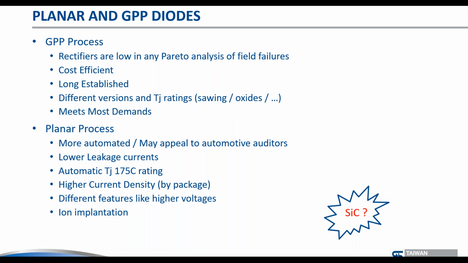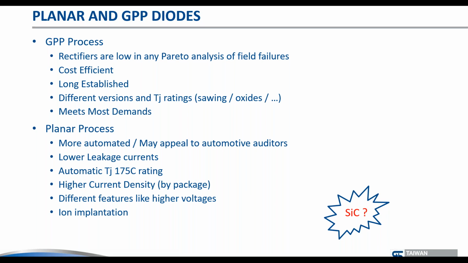Rectifiers are low in any Pareto analysis of field failures, so normally we don't get a lot of field failures returned. Beware that we are always shipping these things in the billions, and we're always some of the hottest components on the PCB, because it's very difficult to reduce our power dissipation. They are very cost efficient and long established. There are different versions with DJ ratings, oxides and a whole lot, and it meets most demands. But the planar process is more automated, and it may appeal to automotive auditors.